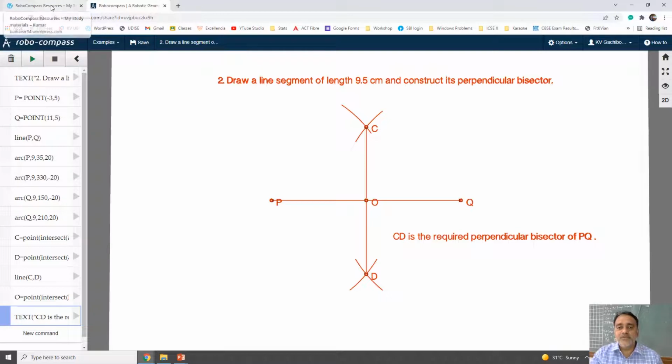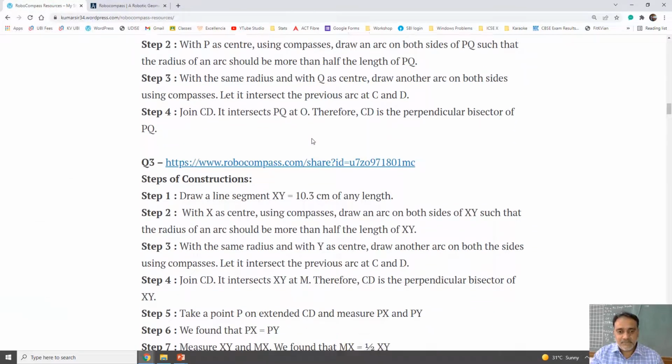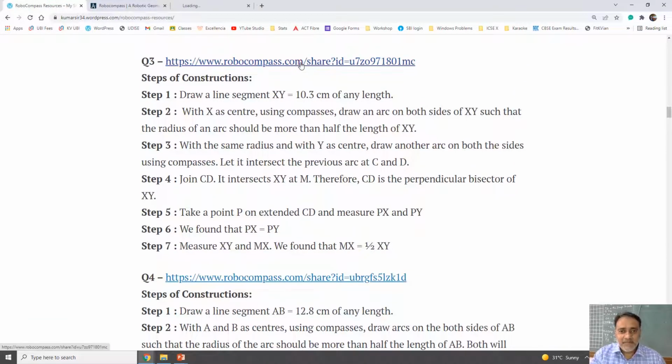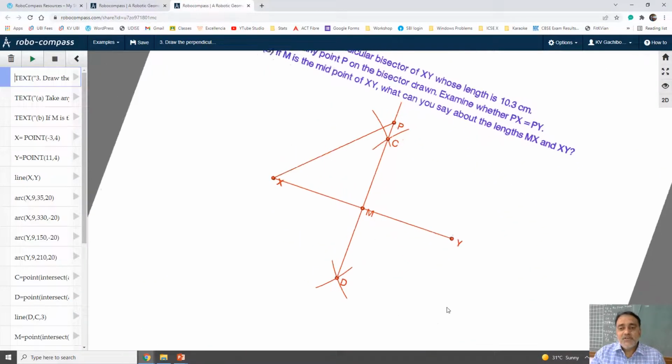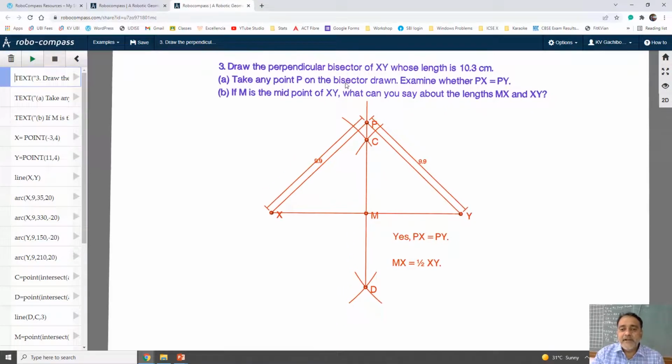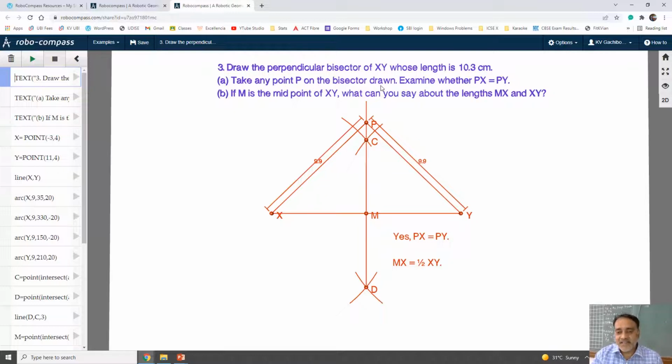Now we are moving toward question number 3. Right? Question number 3. Already मेरे ब्लॉग में ये लिंक है. You can go through this link and you can go through this construction also. Right? So third question. Draw the perpendicular bisector of XY whose length is 10.3 centimeter. Take any point P on the bisector drawn. Examine whether PX is equal to PY. If M is the midpoint of XY, what can you say about the length MX and XY?